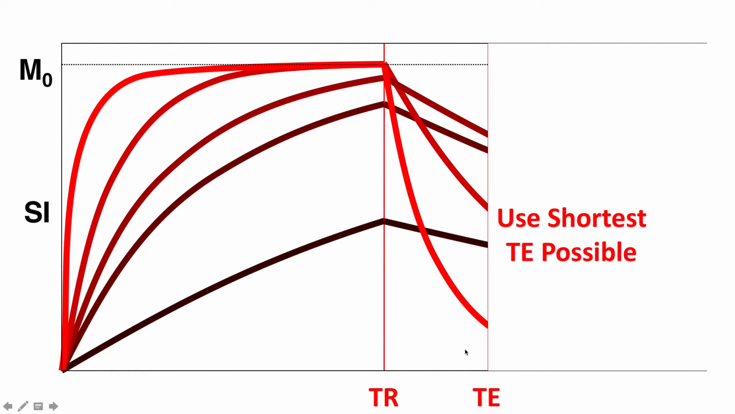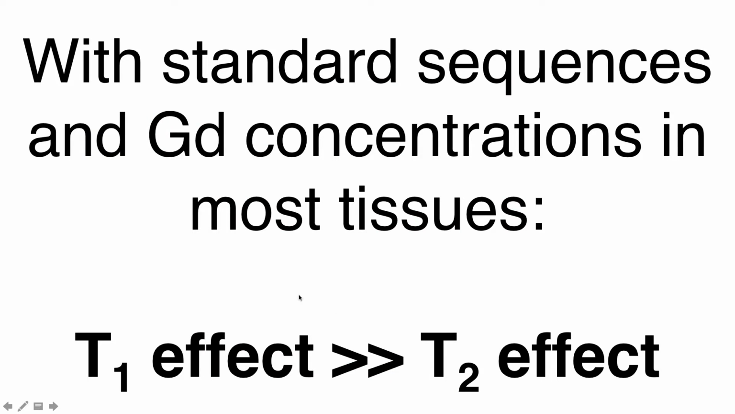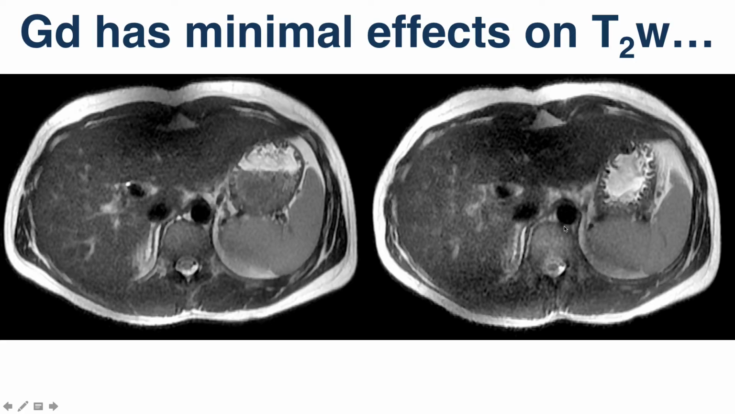I already showed this. Oh, sorry, I need to hover my mouse over here to prevent the lag. Now, with standard sequences and gadolinium concentrations, the T1 effect is much more important than the T2 effect. I already showed this image before. Gadolinium increases the signal to noise on T1 weighted images. The gadolinium has no effect on T2 weighted images with the exception of one structure.